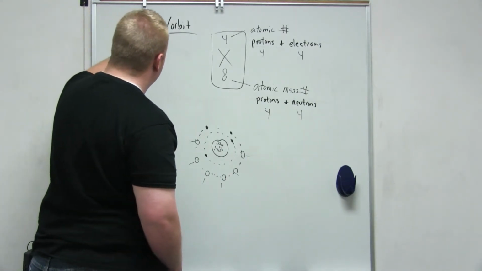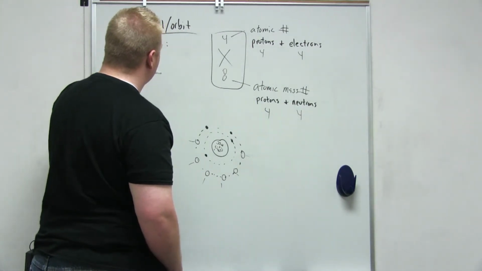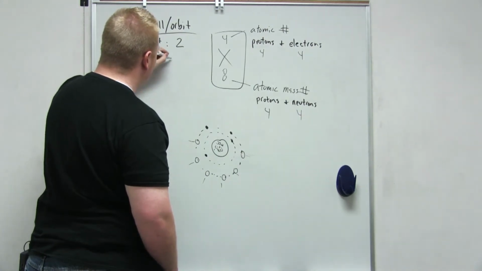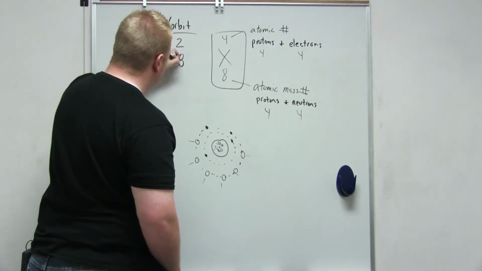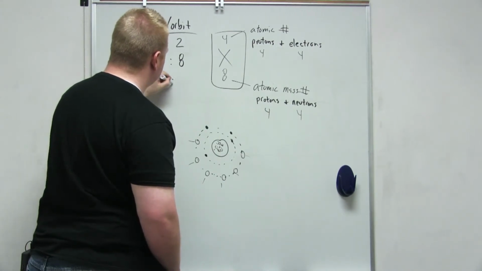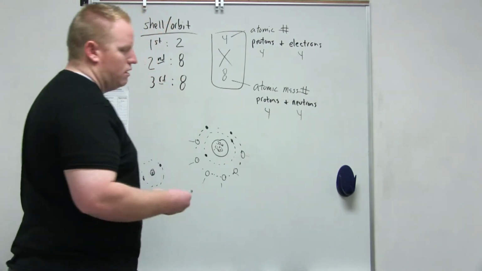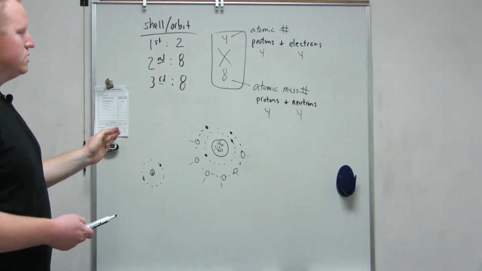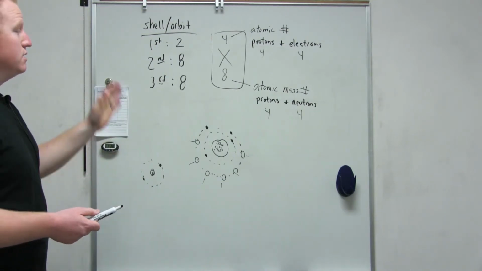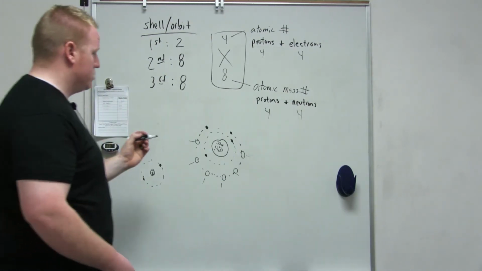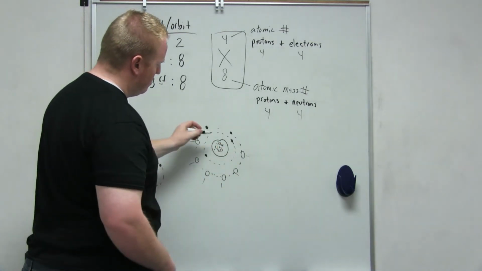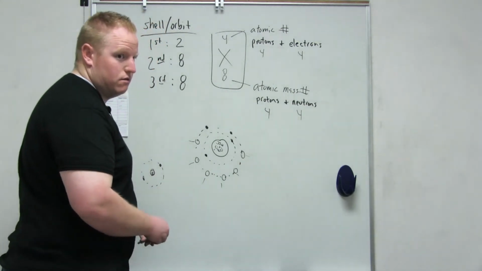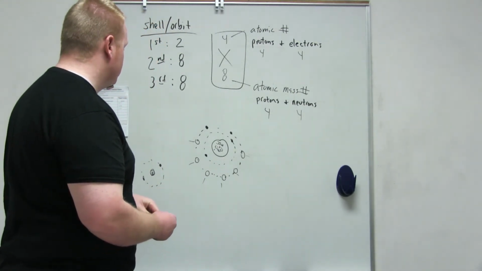So your first shell wants 2. Your second can hold up to 8. And your third can also hold up to 8. There's way more shells, but for this class, this is all you need to know. So just know, as you go out, the first one has 2, the second one has 8, the third one has 8. Okay. Cool? So be sure to know that.